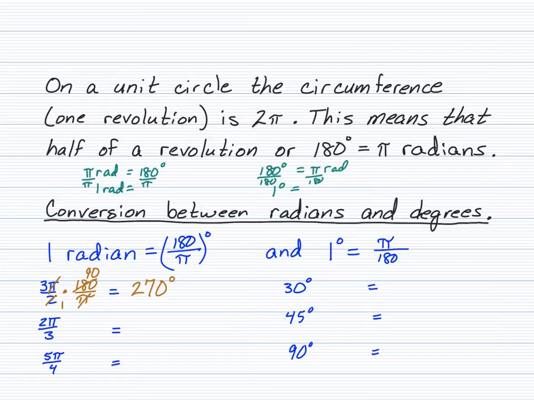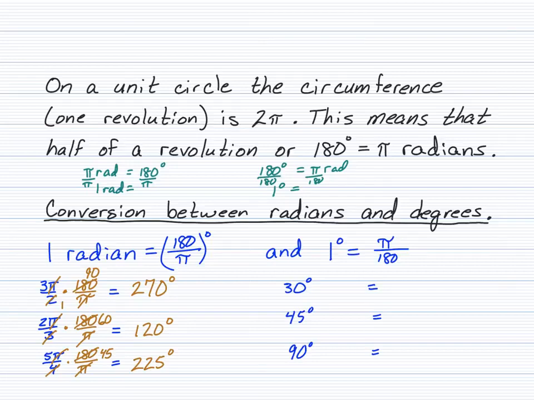All right, so the next one, 2 pi over 3 radians, if you multiply that by 180 over pi, once again your pi's will cancel. 3 and 180 reduces, and then 2 times 60 is 120 degrees. And then the last one here, when you multiply by 180 over pi, once again the pi's cancel, and then the 4 goes into 180, 45 times, and then 5 times 45 is 225 degrees.